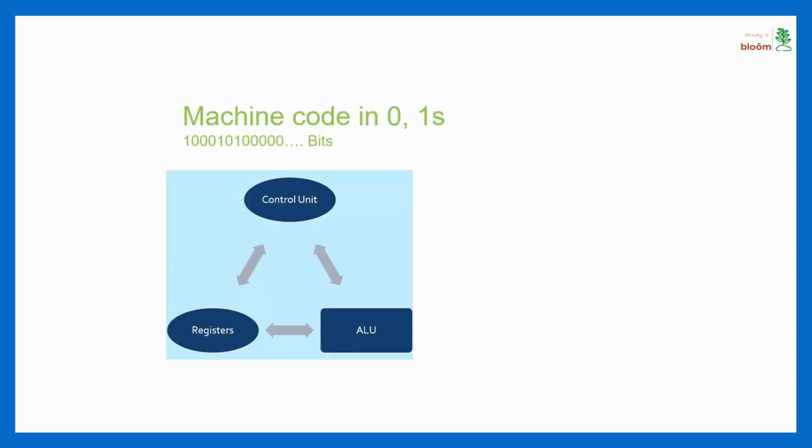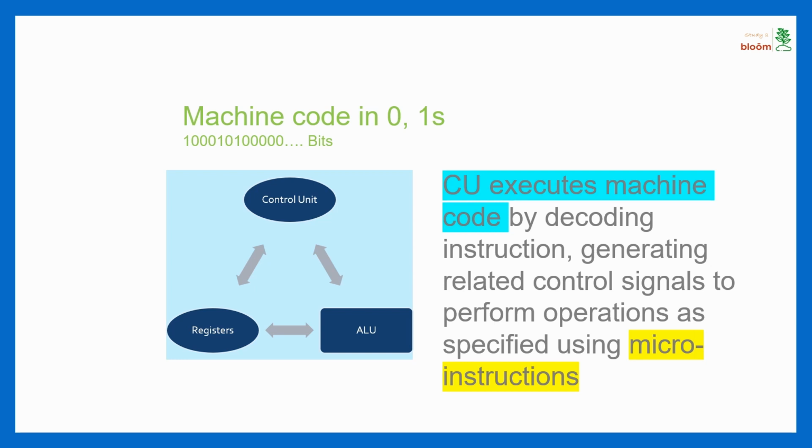This is a picture of a CPU. The CPU has mainly three components: control unit, registers, and ALU. It only understands machine code, that is in zeros and ones. When the CPU gets a machine code, the control unit will execute this machine code by decoding the instruction and generating related control signals to perform operations as specified using micro instructions.